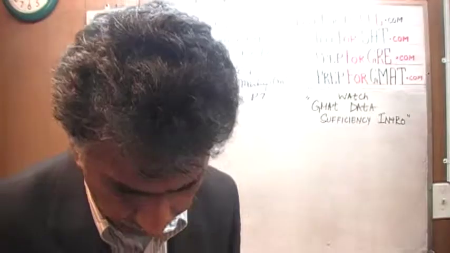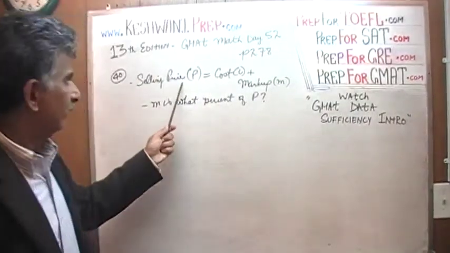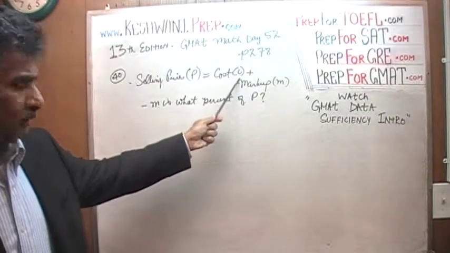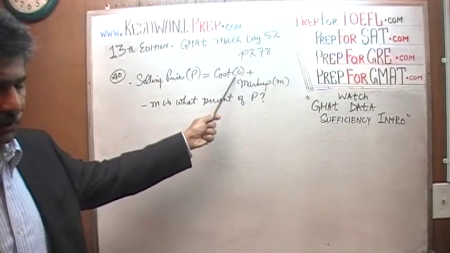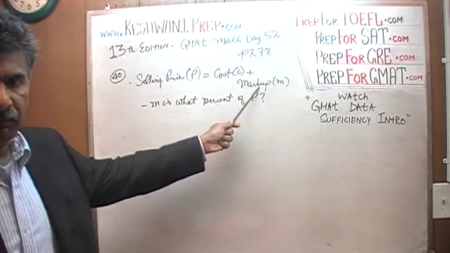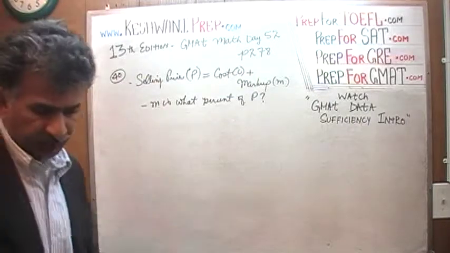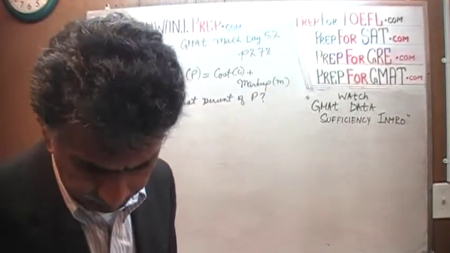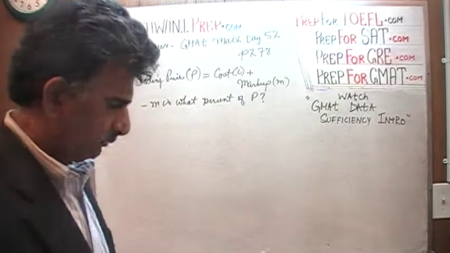We are told in problem number 40 that the selling price of a certain article equals the cost of the article, the cost to either manufacture it or to purchase it, plus whatever profit the merchant wants to make on it, the markup. The question simply is, markup is what percentage of price? Let's look at the first statement. They tell us that the markup is 25% of the cost.